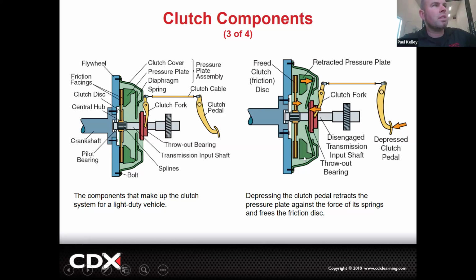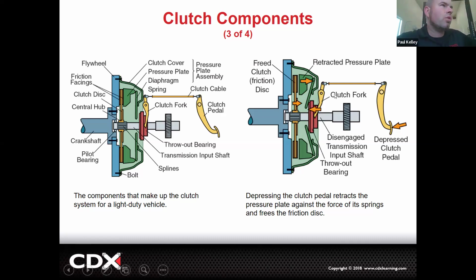The only reason this assembly spins is because the disc is pushed up against the flywheel right here. The flywheel spins the disc. And remember, the disc is splined up in that input shaft. And so anytime the clutch is engaged, the input shaft is spinning.